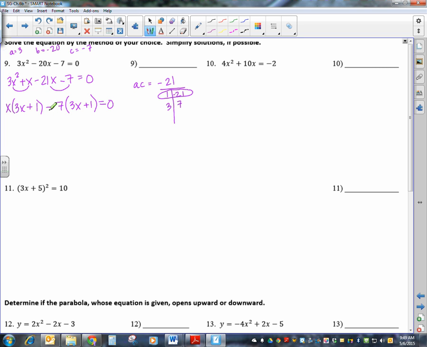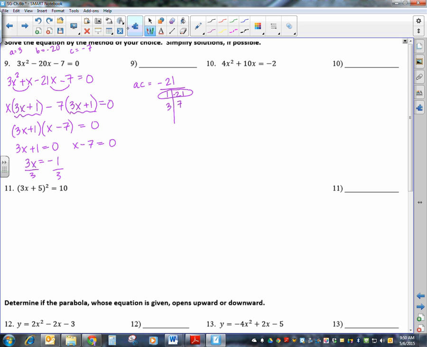So you check it. Negative 7 times 3x is negative 21x. Negative 7 times 1 is negative 7. So we have our common factor, 3x plus 1, so I pull that out, leaving me with x minus 7. And then I'm going to set each factor equal to 0. 3x plus 1 equals 0. x minus 7 equals 0. I take the 1 over by subtracting, so 3x equals negative 1. And then I'm going to divide by 3.